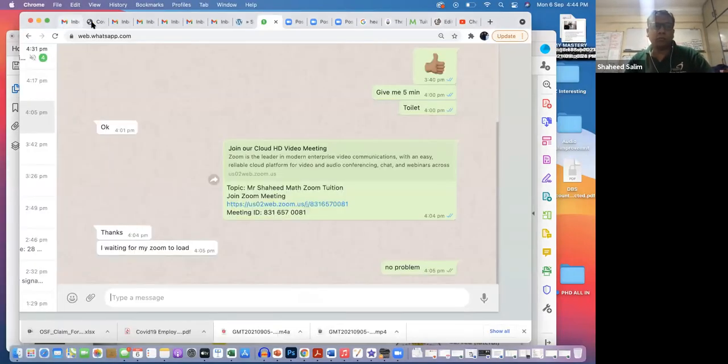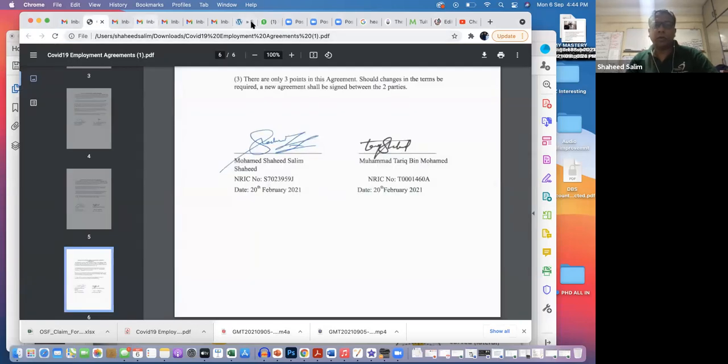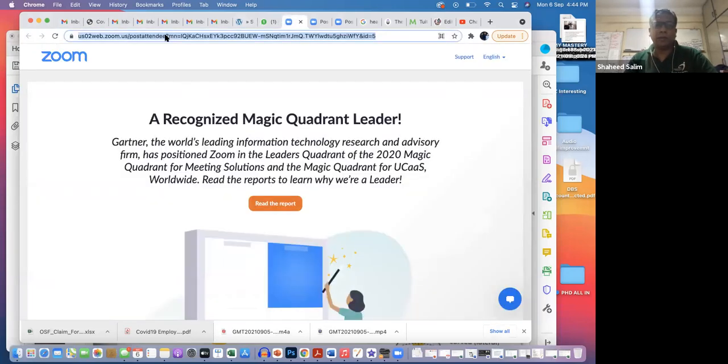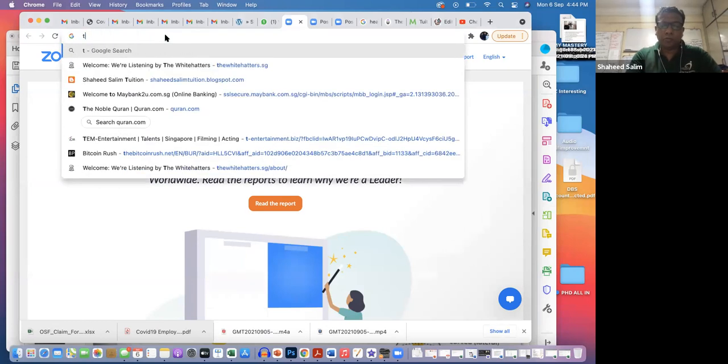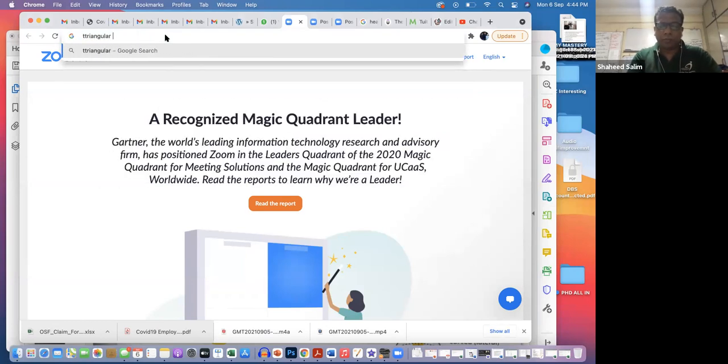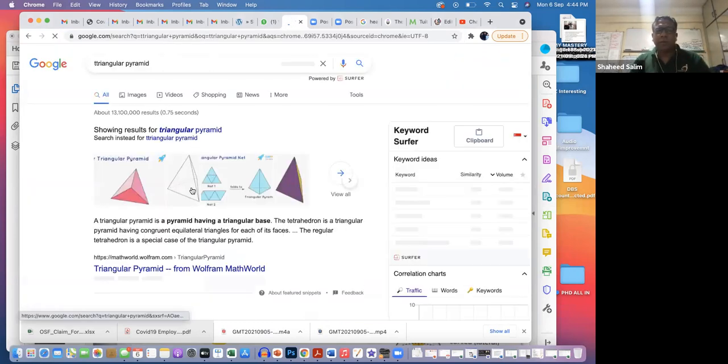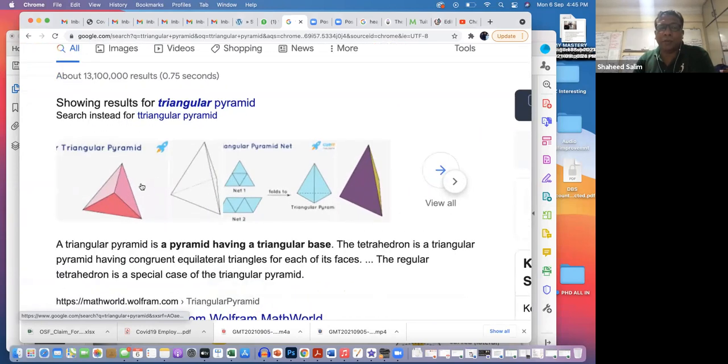Triangular pyramid. This is a triangular pyramid. You must have 4 sides. This is from the top now. You see 1, 2, 3, and the bottom there's 4.